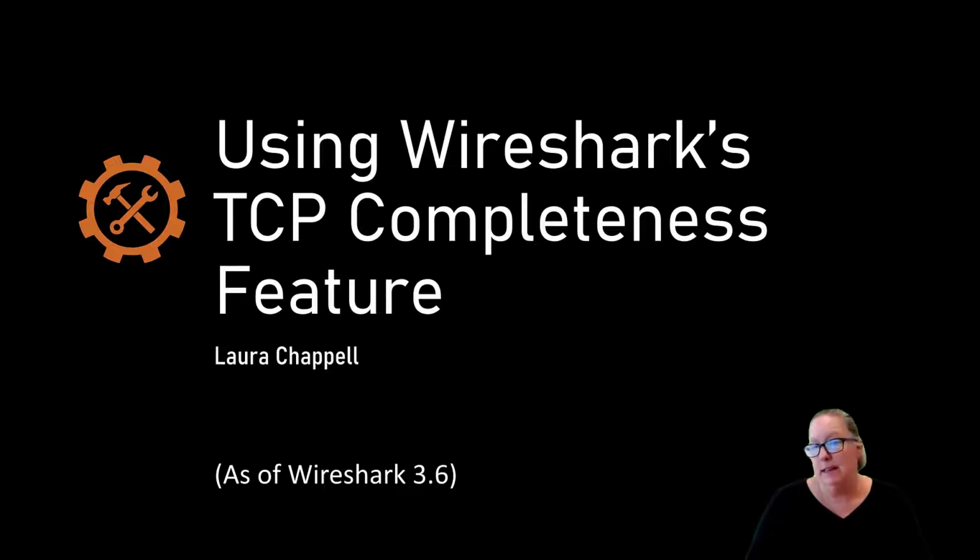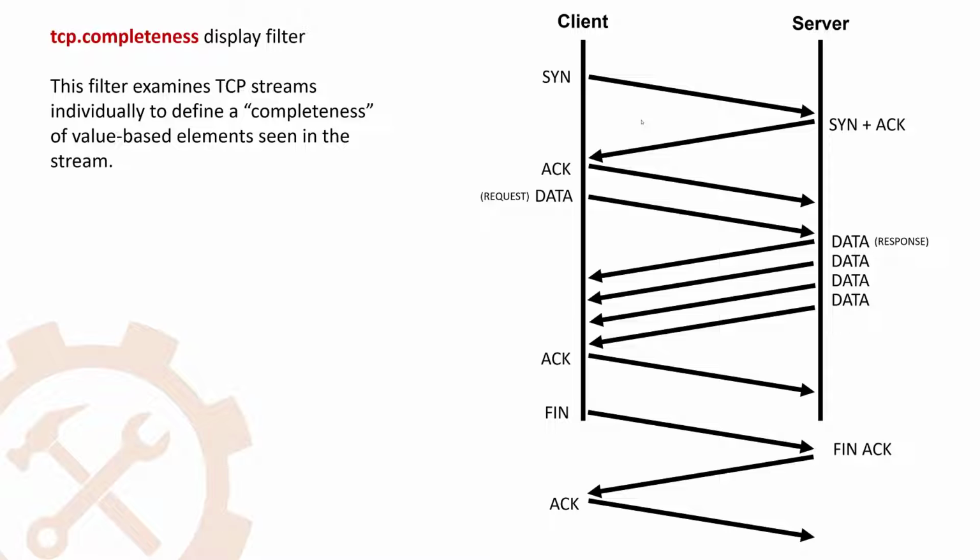And in this tech tip, we're going to go through Wireshark's new TCP Completeness feature and how we can use that to detect some unusual TCP connections in a trace file. TCP Completeness looks at each TCP stream separately to identify its completeness level.